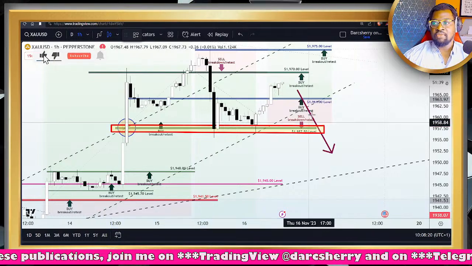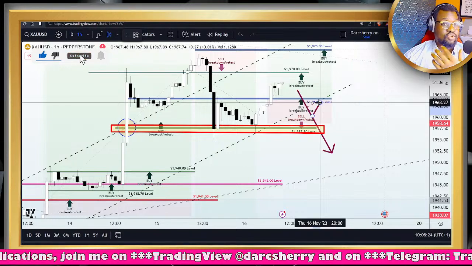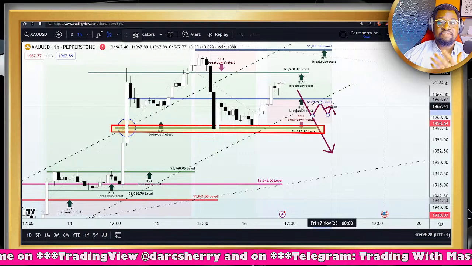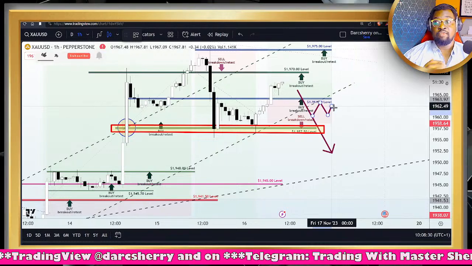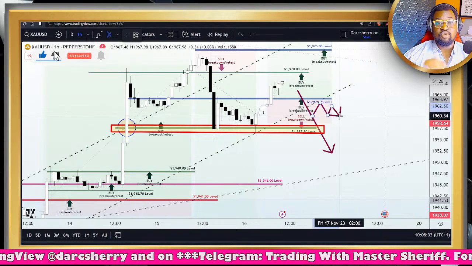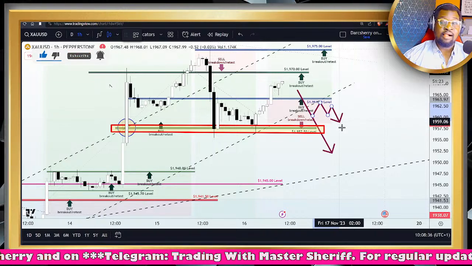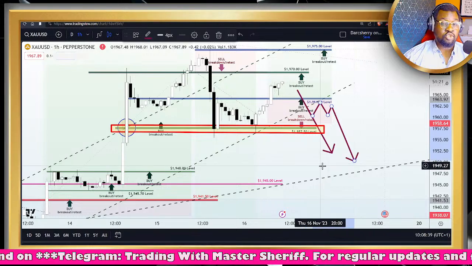So if price breaks down the ascending trend line, or the support line of that ascending channel, and we begin to see that buyers are finding it difficult to climb back above, and we begin to see a series of lower highs and lower lows on, let's say, the 15 or 10 minute time frame, then we could actually sell even before the breakdown of this structure happens.